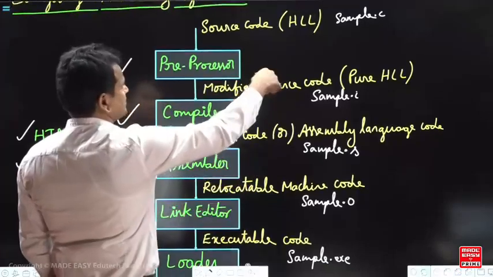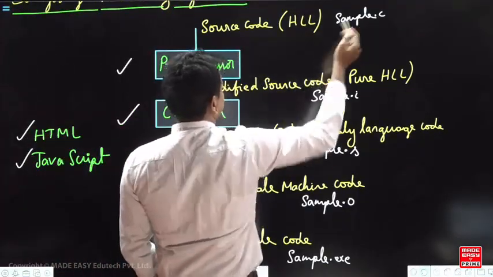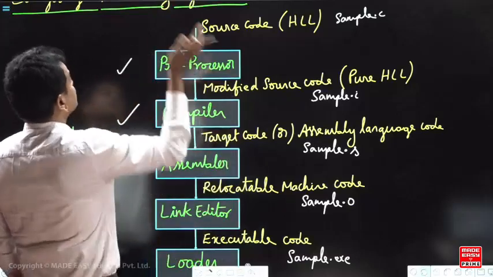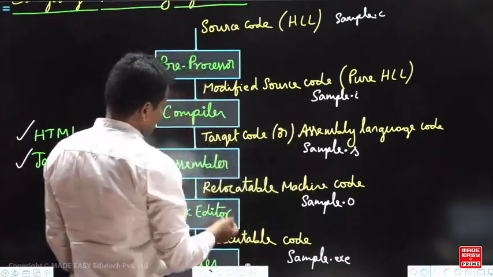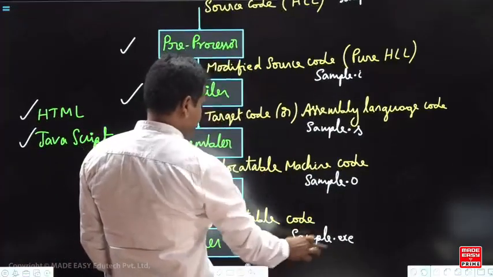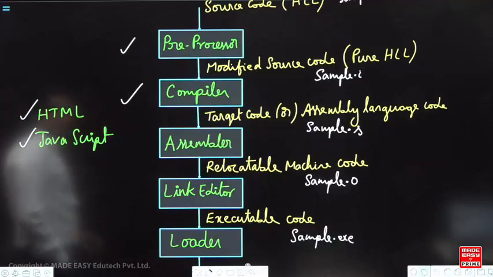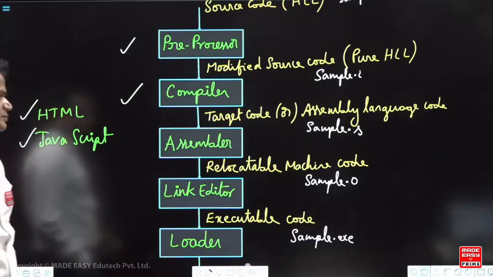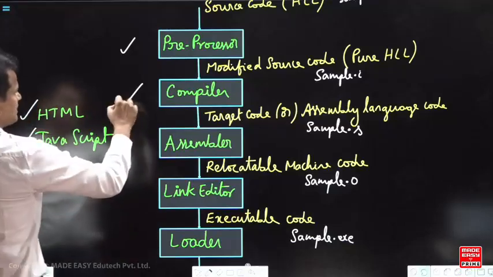If you write a program and save it, it will be saved with the extension sample.c. The output of the preprocessor is sample.i. The output of the compiler is sample.s. The output of the assembler is sample.o and sample.exe. Okay. Done. So compilation is done.